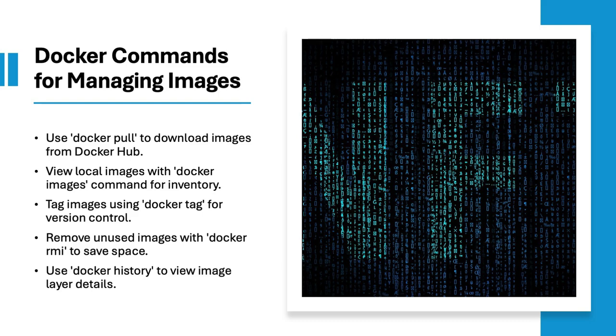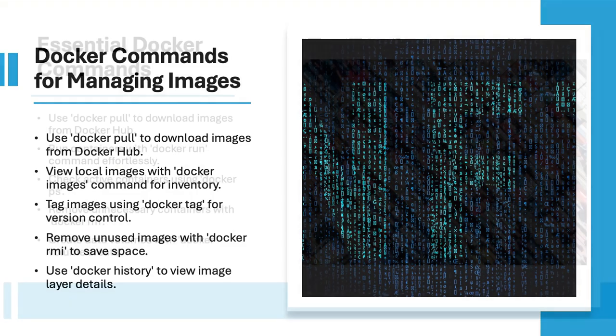Start by pulling the necessary images using docker pull. You can then view your local images with docker images, and tagging images with docker tag helps in version control, while removing unused images with docker rmi can free up valuable disk space. Finally, docker history allows you to inspect the layers of your images for better understanding.